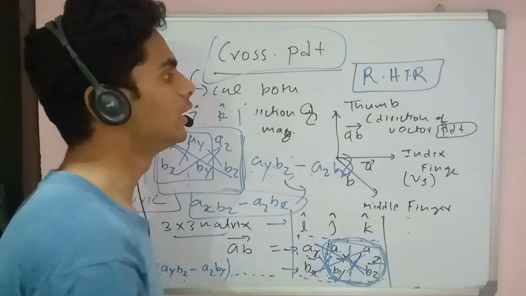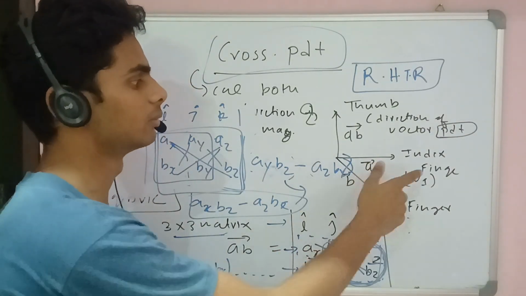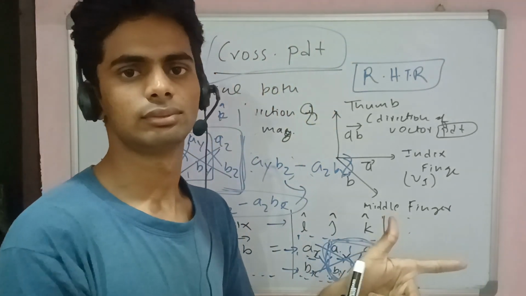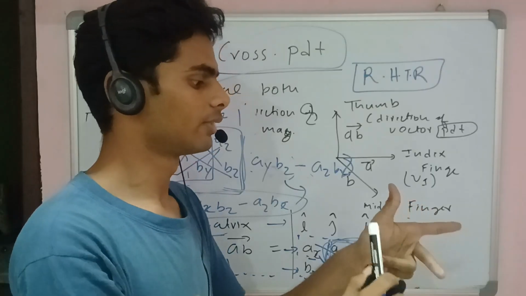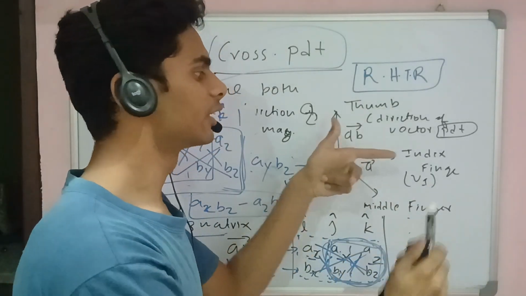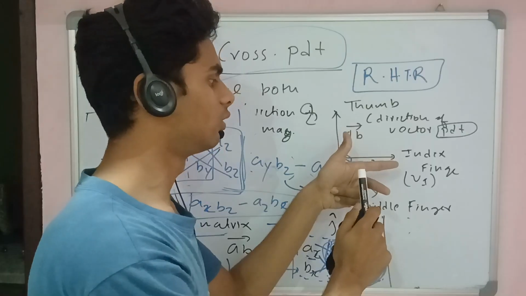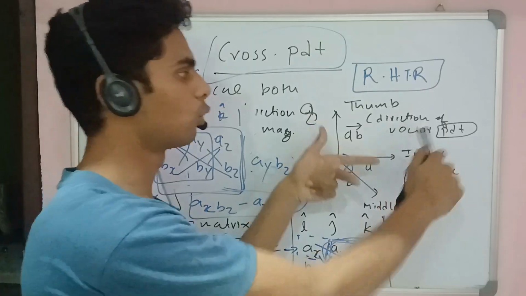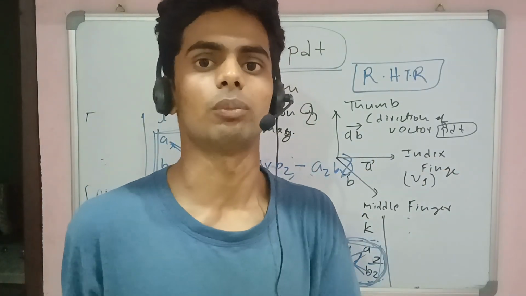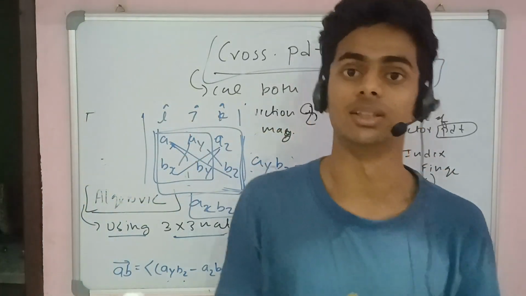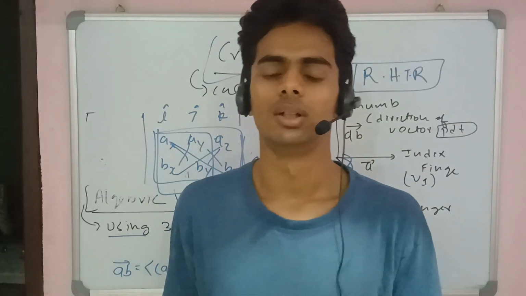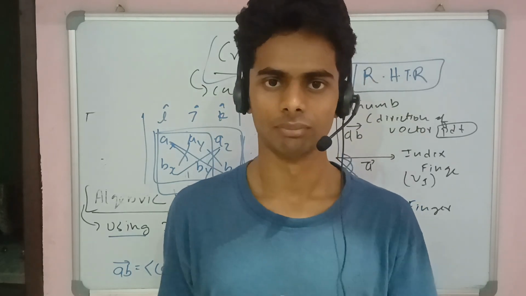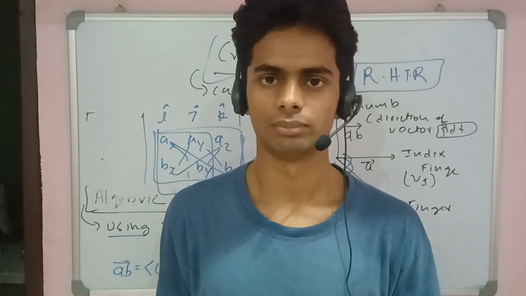In this case, we keep the index finger like this. This is your right hand: you point the index finger to vector 1 and the middle finger to vector 2, and the thumb shows the direction of the product of the vectors. So where the vector lies, the product lies. That's all about it. The right hand thumb rule helps us know the direction of the product.